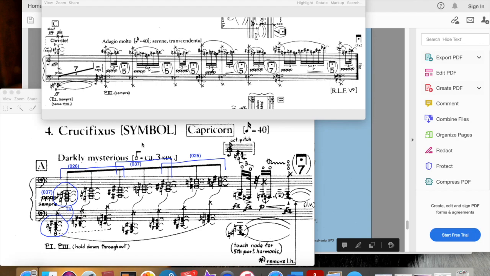Okay, welcome back. So this is our second video for week 12, and we're going to continue talking about sets, symmetry, and how I actually would go about analyzing a piece like this using set theory, including how to choose where a set starts and stops, things like that. So last time we were looking at this earlier part of the Crucifixus movement. Now we're going to look at this part here. If you haven't already, please pause this video and go listen to it again before we start.